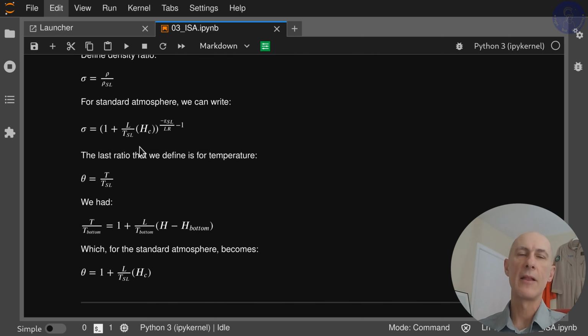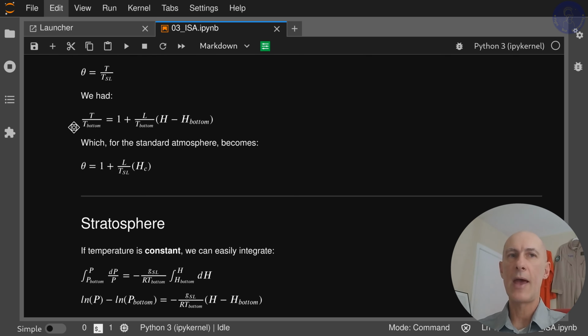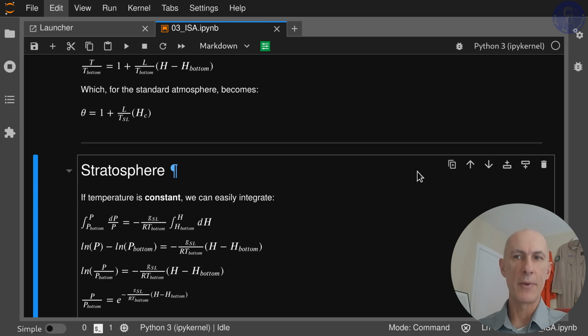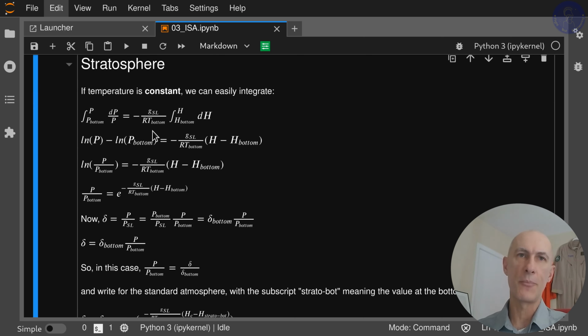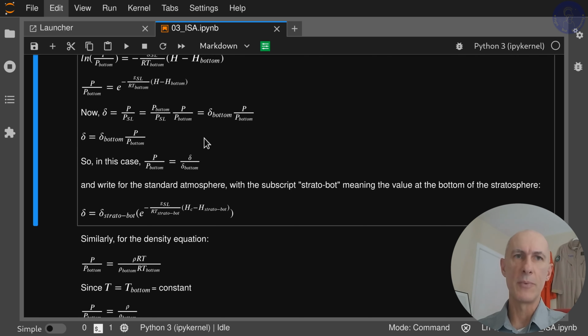Okay? And the last ratio we define is for temperature, which is theta. It's the same idea, it's going to be T over T at sea level. And again, we had that equation that we defined with the lapse rate, and we can write for the standard atmosphere, theta equals 1 plus and so forth. For the stratosphere, it's even simpler because now temperature is taken as constant, resulting in these formulas after integration. You can read on the notebook, but it's pretty simple to integrate here. It's direct integration. You have a logarithm on one side and then h minus h bottom on the other one. So it's going to be pretty simple.